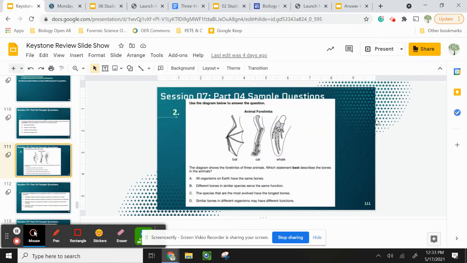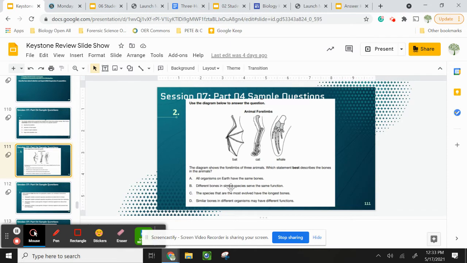All right, here's an image we did see in our slideshow in Unit 8. This diagram shows the forelimbs of 3 animals. Which statement best describes the bones of the animals? Remember, the word best means some other answer might be sort of correct, but there's one that's better than all of the rest. Which is the best answer?